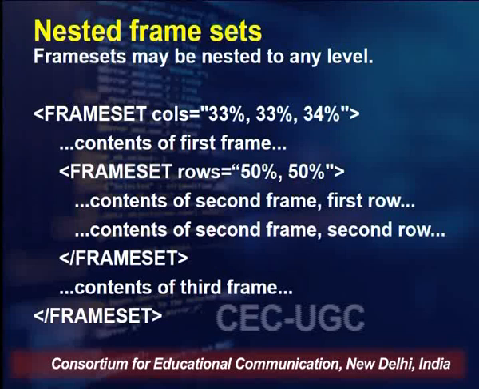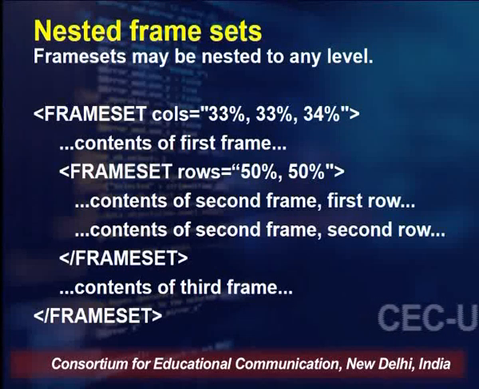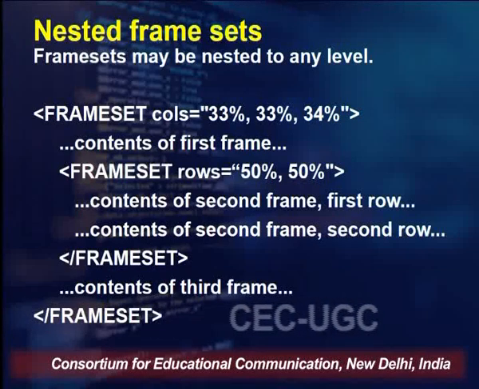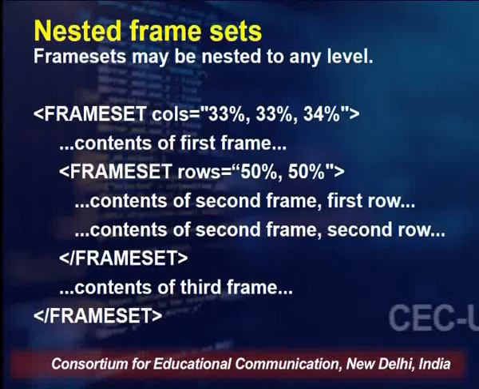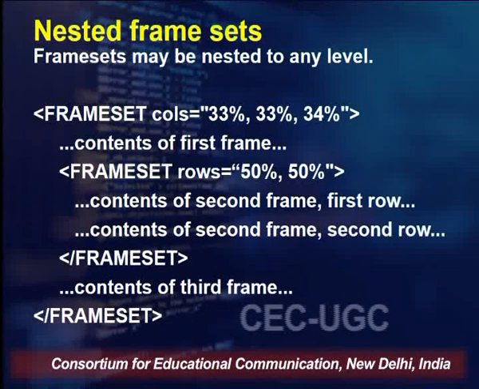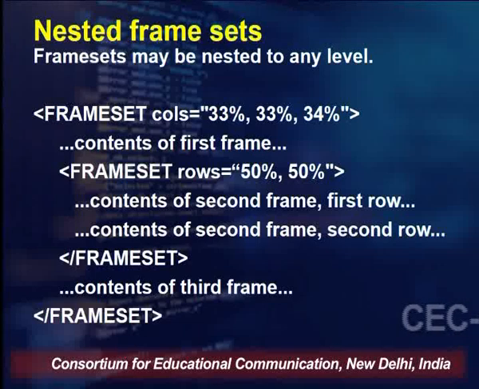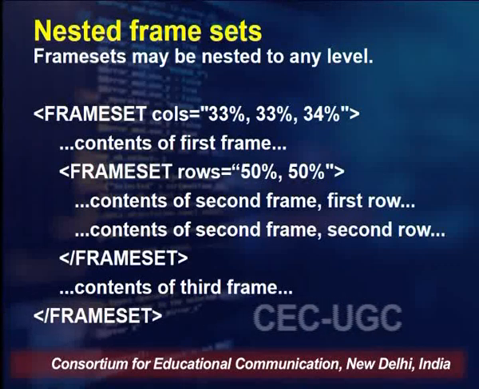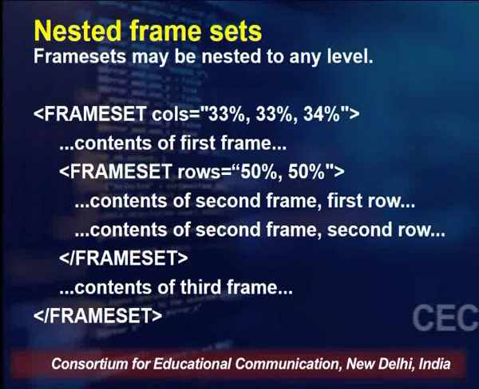Now the second column is again divided into rows, and those two rows are equal in portions. So here you can see frameset columns is equal to 33%, 33% and 34%. As I am telling you, it was equally equal. Then there will be the contents of the first frame, so that means you need to give the frame tag here along with the name of the frame and the source of the frame.